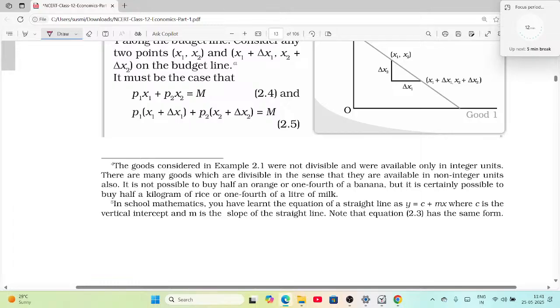If the goods considered are not divisible and are available only in integer units, the budget set differs from the case where goods are available in non-integer units.